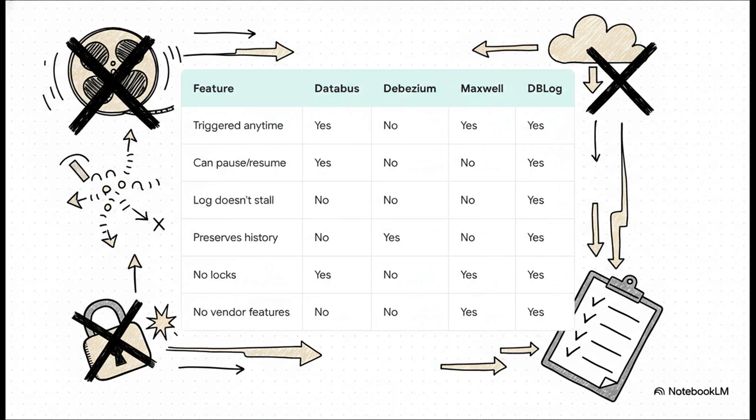Some of them would actually stall the live event stream while they were taking a snapshot. Others couldn't guarantee the order of events was correct, and some even required locking tables. Netflix needed a solution that checked every single box, especially not stalling the log and not using locks. That's an absolute deal breaker in a high-traffic production environment.